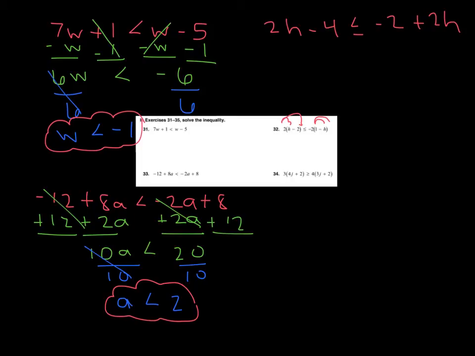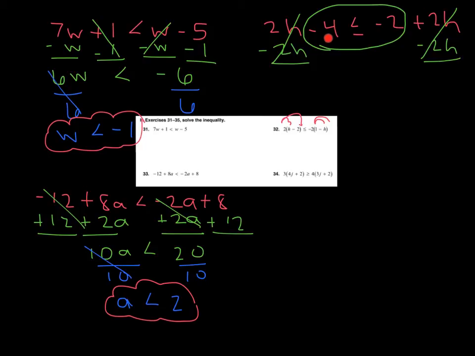So I know that I want to move my positive 2h to this side by subtracting. So that's what I'm going to do first. I'm going to subtract 2h from both sides. Now, notice when I do that, that positive and negative 2h cancel on this side, and positive and negative 2h cancel on this side. So look at what we're actually left with. We are left with negative 4 is less than or equal to negative 2.